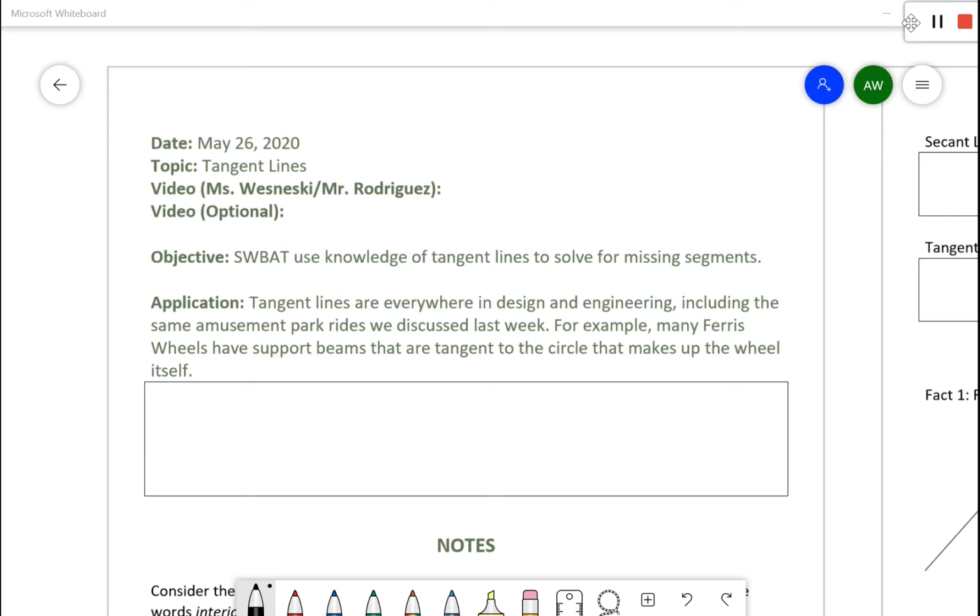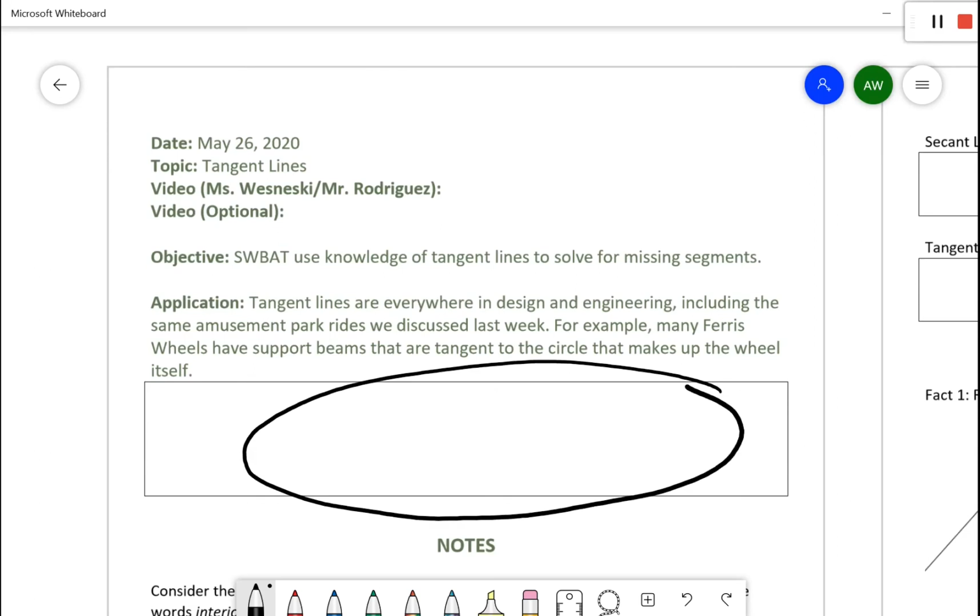Alright, so you don't really know what tangent lines are yet, so you have some options. You can either pause the video here and write down one application of what you think a tangent line might be, or you can listen on to some more of the video until we find out what a tangent line is, and then come back and fill this box in. It's up to you, but make sure you put in one application that you can see in the real world for tangent lines into this box before you turn in your worksheet.